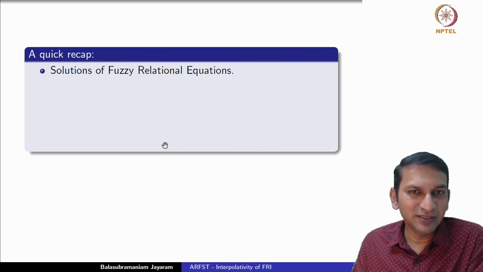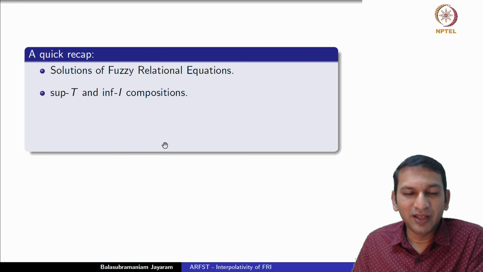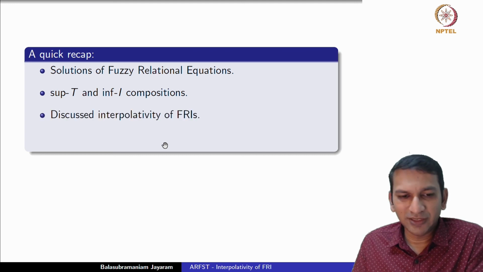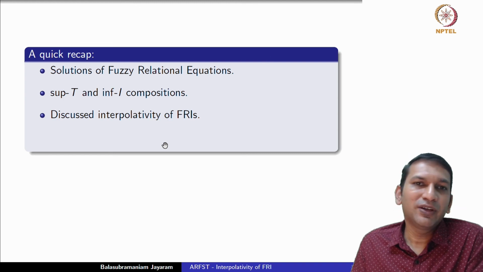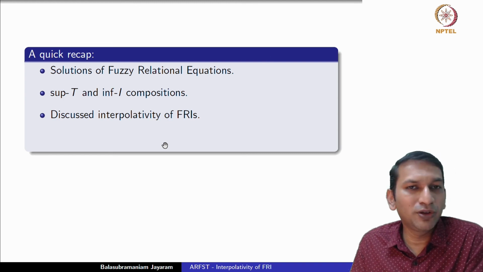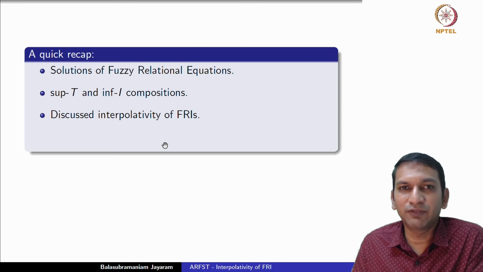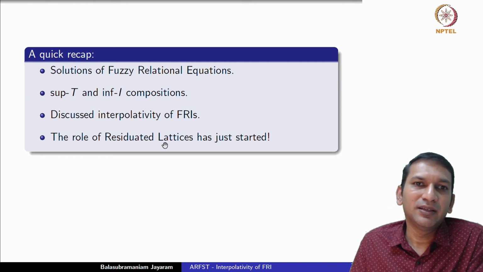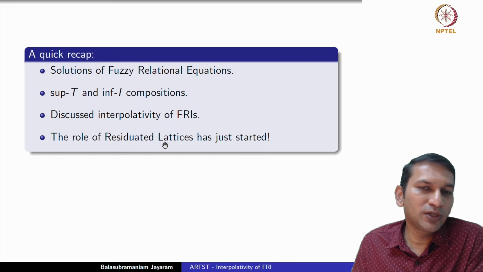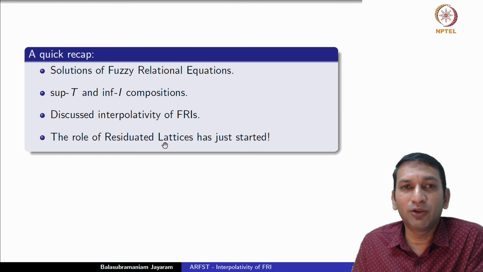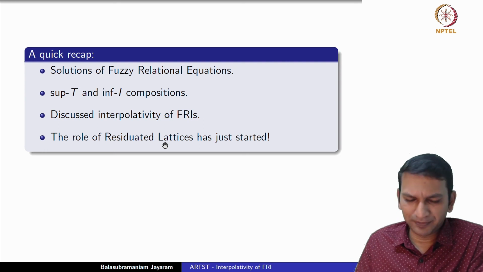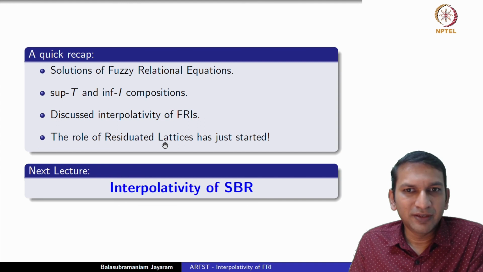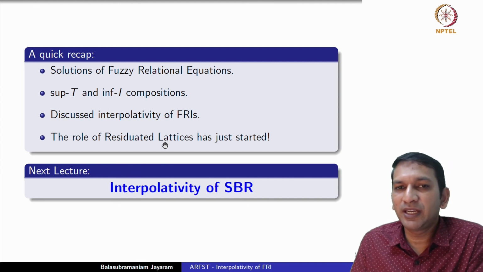In this lecture, what we have seen is how the solutions of fuzzy relational equations involving SUP-T and INF-I compositions lead to interpolativity of the corresponding FRIs, namely that of the compositional rule of inference and the BKS inference. It's no exaggeration to say that the role of residuated lattices has only just started. In the weeks to follow, we will see that the rich structure and the myriad properties that residuated lattices have play an important role in ensuring a lot of desirable properties of fuzzy inference mechanisms. In the next lecture, we will discuss the interpolativity of similarity-based reasoning schemes.